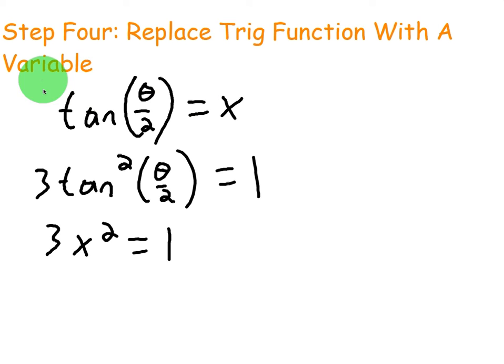Step 4, replace the trig function with a variable. Now students get confused by this, but if you only have one trig function, then just include whatever's in the parentheses. So in this case, it's theta over 2. So we're going to say that tangent of theta over 2 is equal to x, and that way, whenever there's a tangent of theta over 2, we can replace it with x. So in this case, the tangent squared of theta over 2 just becomes x squared. We bring the 3 down and the 1, and now we can see this is a very simple algebraic equation we could solve. Divide by 3 and take the square root. So 3x squared equals 1 is a very simple equation to solve.